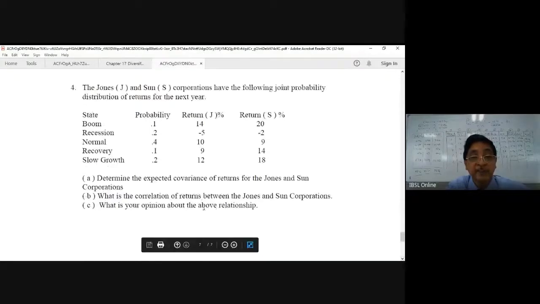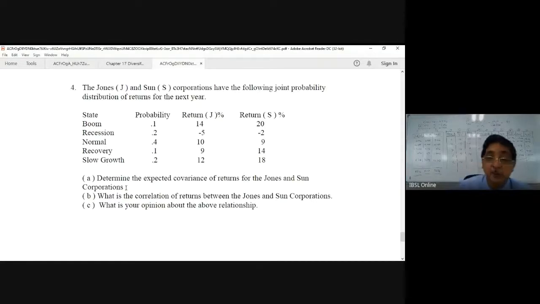Right, determine the expected covariance of returns for the Jones and Son Corporation, and we have already done it. And that is how much? As you said, yes, 43.26 is the answer for that. The part A answer is 43.26. Then part B, what is the correlation of returns between the Jones and Son Corporation? Correlation of returns.